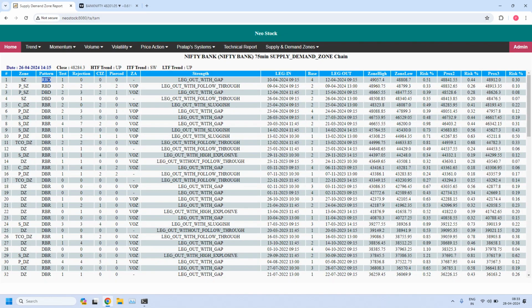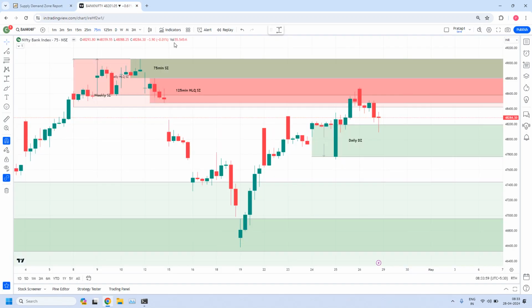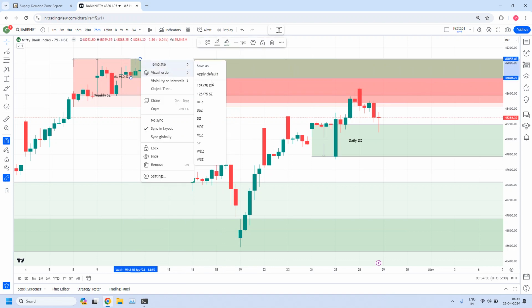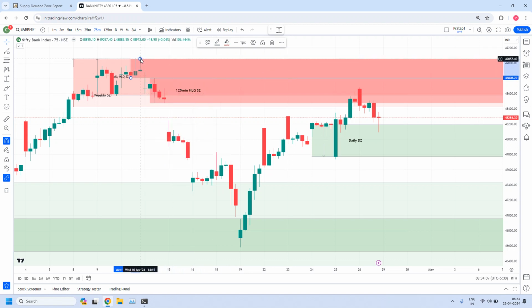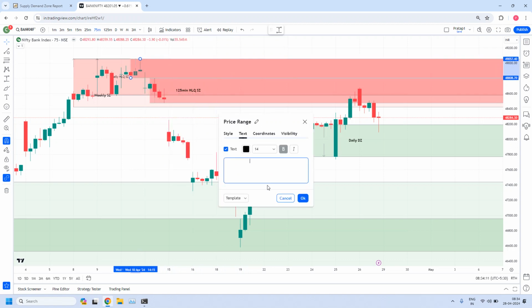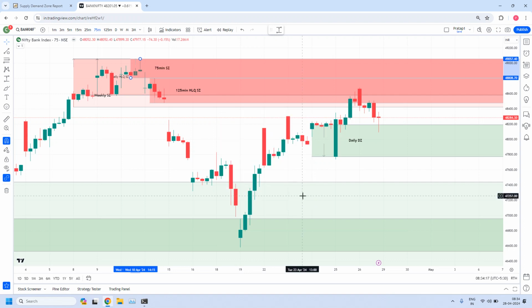See here RBD, rally base drop. 4 base candles are there. Oh my god, again color. So this is the 125 minutes supply zone. I need to add the text again. So this is the 75 minutes supply zone.